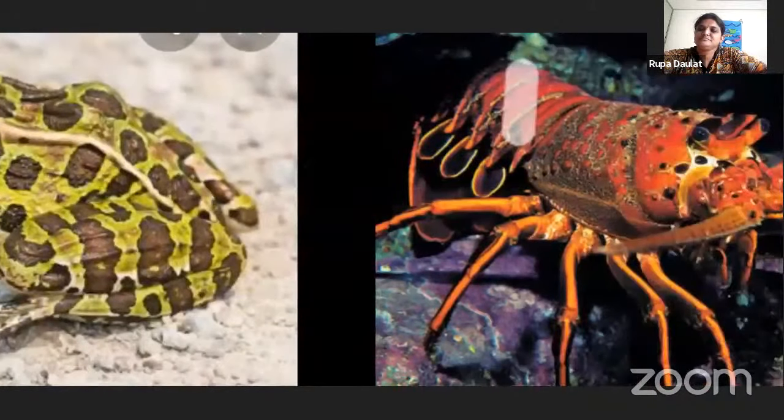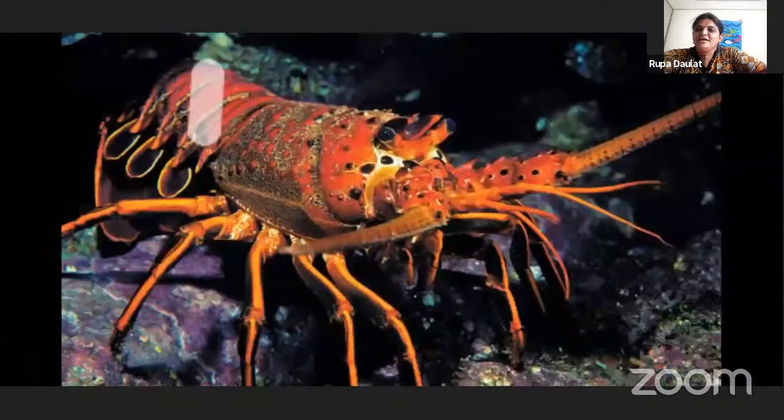Okay. Yes. Now, recognize the next animal. Snake. See properly, which animal is this? Lobster. Yes. Lobster. See, orange color, red color, yellow color, mixed colorful animal is this. And this is a real picture of lobster. How many legs are here?